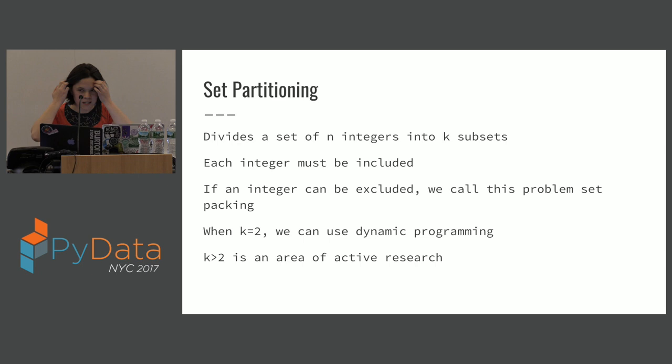Set partitioning divides a set of integers, in this case maybe people, into k subsets. Right, so the k subsets might be your k tables. In set partitioning, each integer must be included. Now, if we want to actually exclude an integer just because it's too inconvenient to find a table for them to sit in, we would call this set packing.